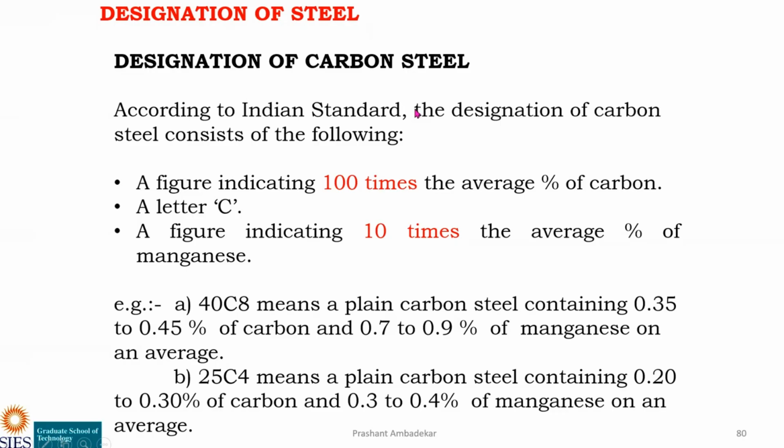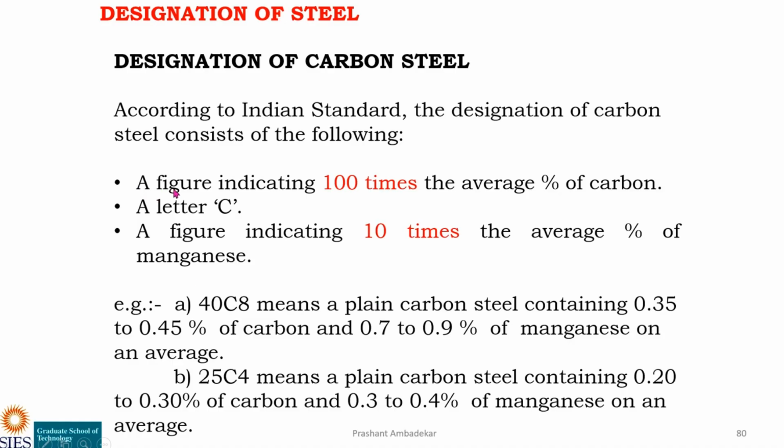So according to the Indian standard, the designation of carbon steel consists of the following. Quickly we will see what is it. It is 40C8. So when I say 40C8, you can see the cursor 40C8. It is a carbon steel. Now we'll understand what this 40C8 means. 40C8 is carbon steel. It means a plain carbon steel containing 0.35 to 0.45% of carbon. कितना कार्बन रहता है 0.35 to 0.45. ये कैसे पता चला अभी?